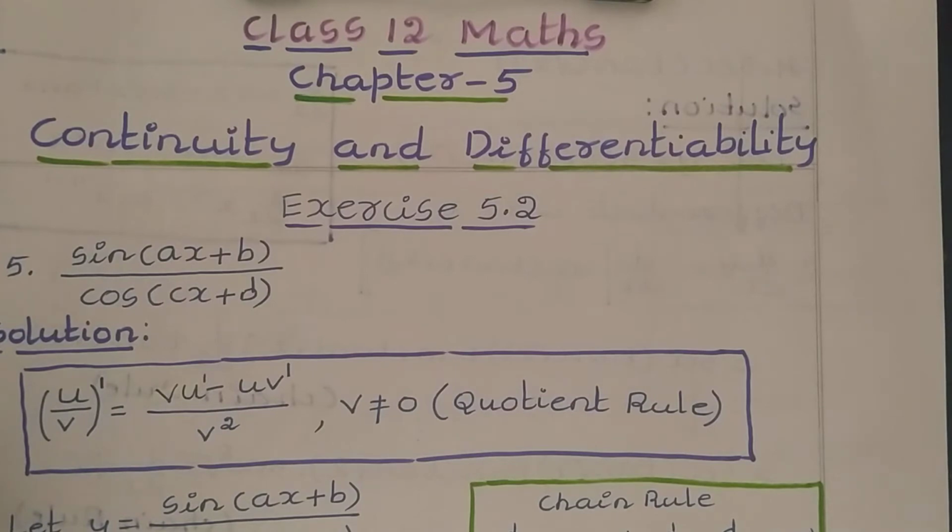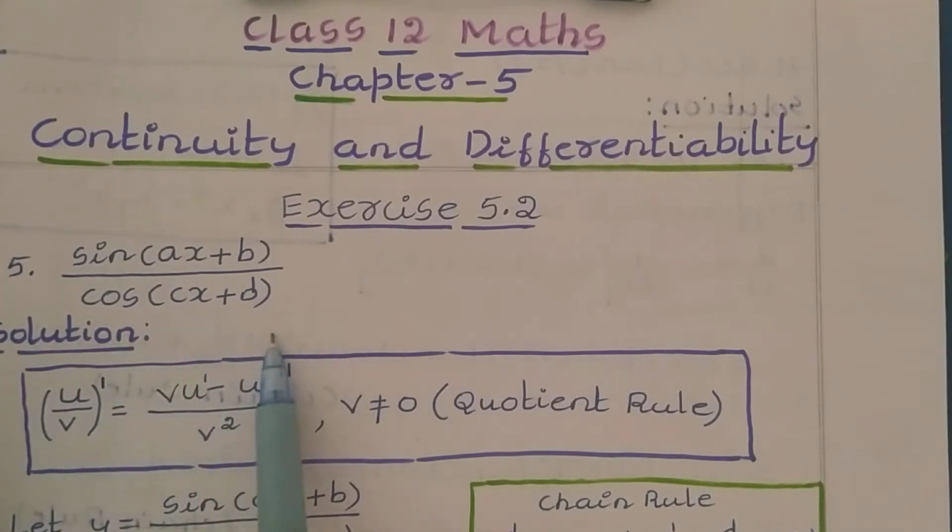In this video, we are going to learn Class 12 Mathematics Chapter 5 Continuity and Differentiability Exercise 5.2 Question number 5 to 8 solution. Question number 5. Differentiate sin(ax + b) divided by cos(cx + d).